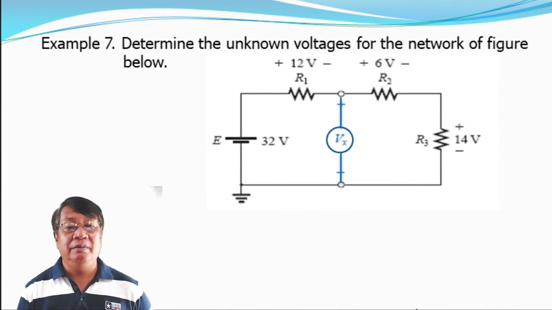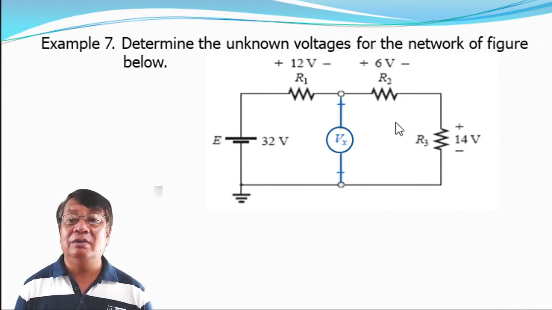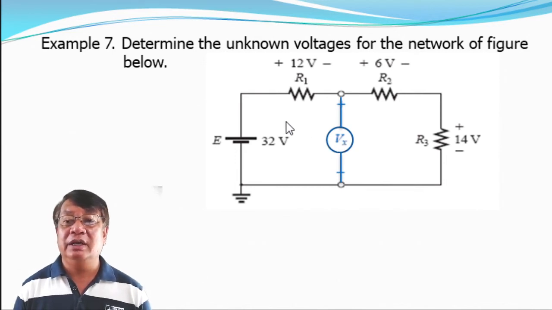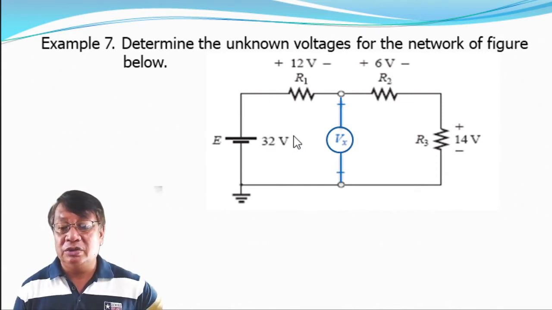By the way, before the voltmeter was inserted, this is the negative terminal and we have the positive terminal here. We inserted the voltmeter. Now, if you analyze the left side of the voltmeter, this is a closed loop, and the right side of the voltmeter is another closed loop. So we are going to determine V sub x using the individual loops, because we only consider a closed loop.